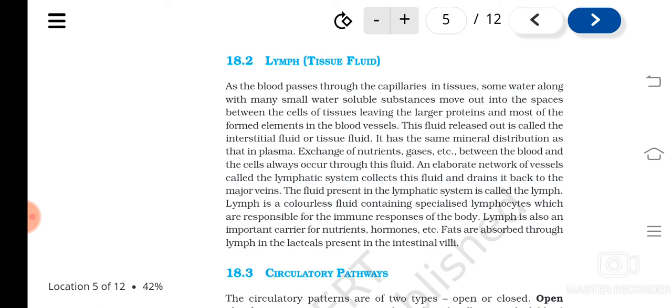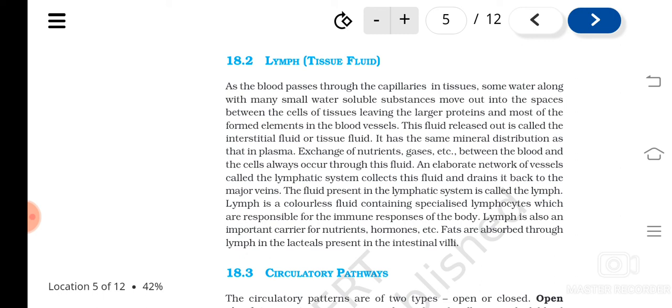Lymph is a colorless fluid containing lymphocytes, which are needed for the immune response. Understood? So lymph is the fluid which gives immunity. It is collected from the tissue fluid. How is tissue fluid formed? When blood passes through the small capillaries.